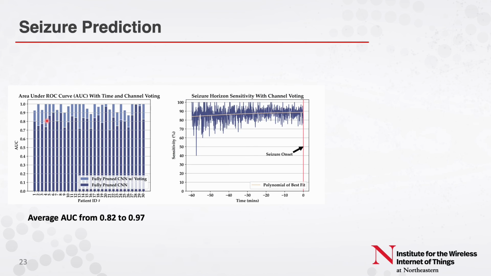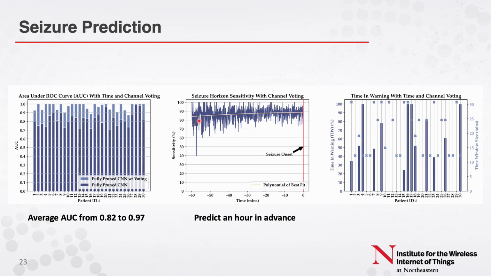In addition, we also plot the sensitivity for the seizure horizon, which basically just means the hour before the seizure, leading up to the seizure, as a function of time. And we can see that we have fairly consistent sensitivity as time goes well before the seizure. In our case, this is an hour before the seizure, meaning we can make predictions up to an hour in advance.